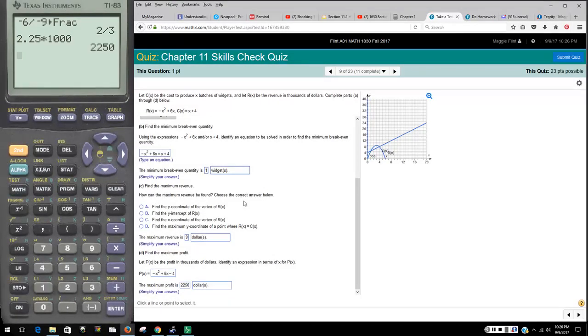Okay, what did I leave out? How can the maximum revenue be found? Find the y-coordinate of the vertex of R of x. Now we should be done.